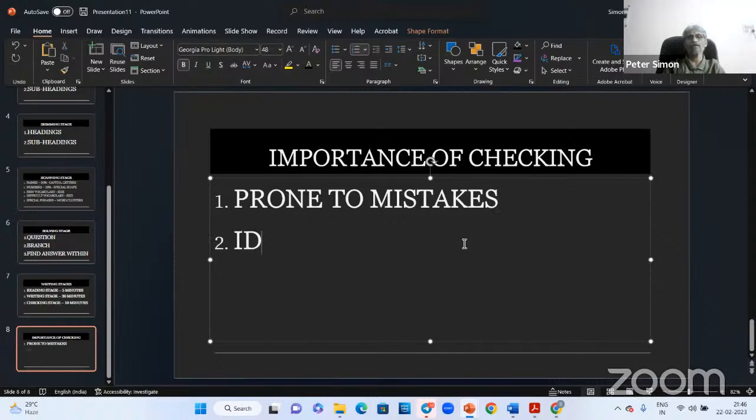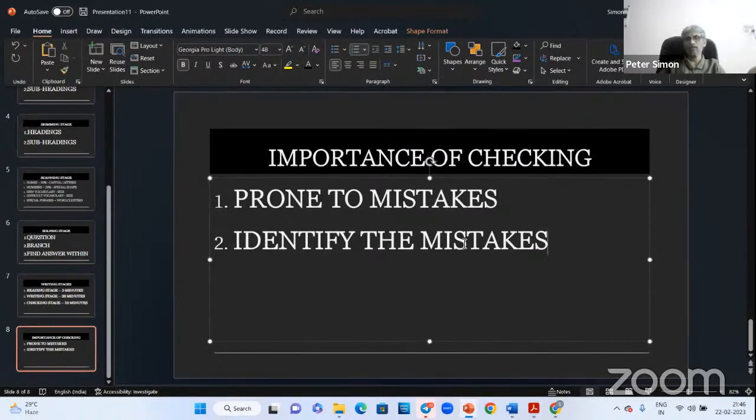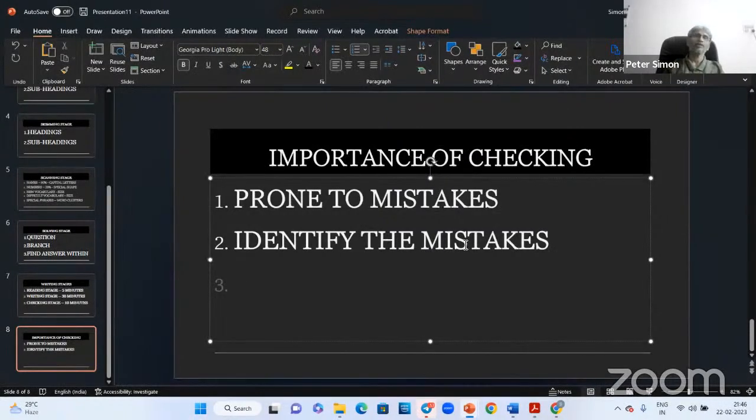The next one, identify the mistakes. First, you should know that mistakes may be there. You should think that mistakes may be there. Then you should identify the mistakes if they are there. If you think there are mistakes, then only you can try, no? Then only you can identify. If you think there are no mistakes, I wrote, finished, then don't even bother about that one. There may be mistakes. Revisit each and every sentence.